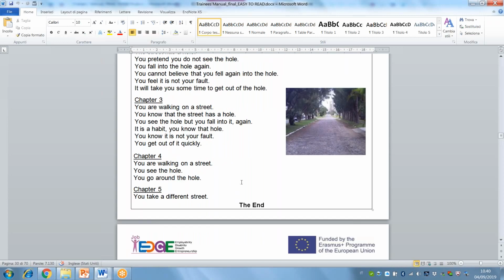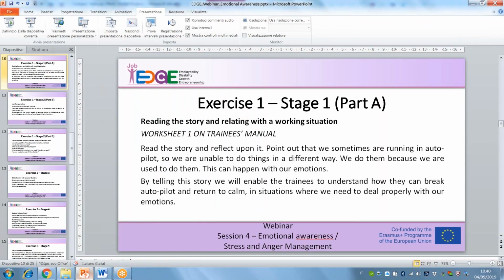Chapter 4. You are walking on a street. You see the hole. You go around the hole. Chapter 5. You take a different street.